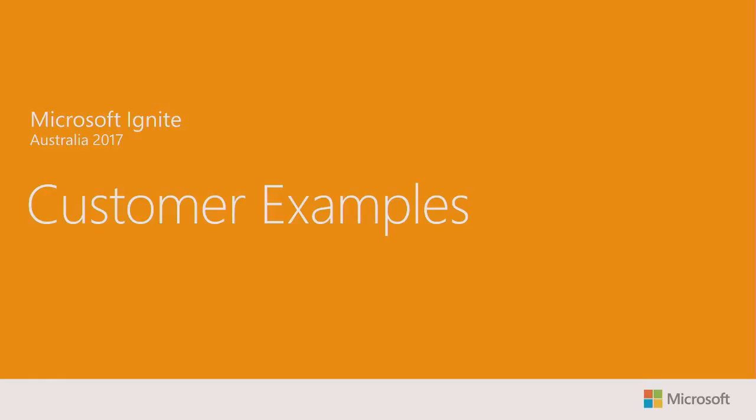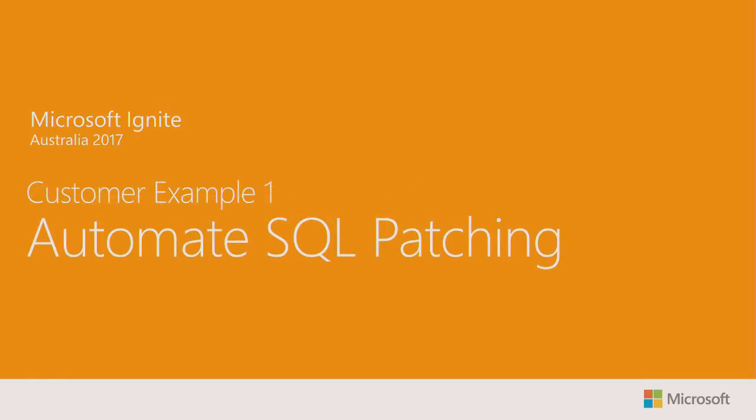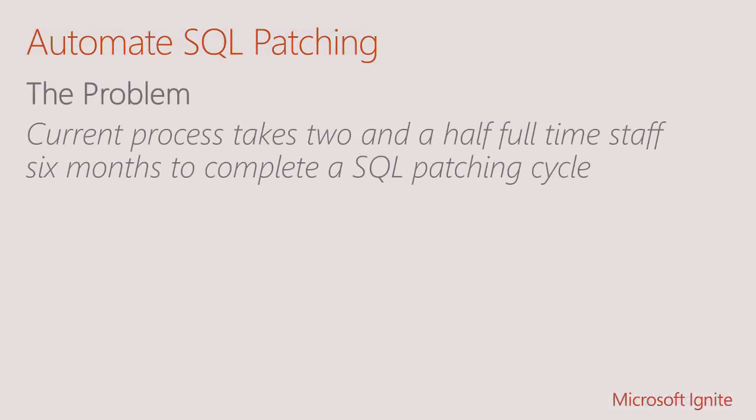Okay, so customer examples. First customer example, automate SQL patching. Seems pretty simple, doesn't it? So let's go through it. The current process takes 2.5 full-time staff 6 months to complete a SQL patching cycle.